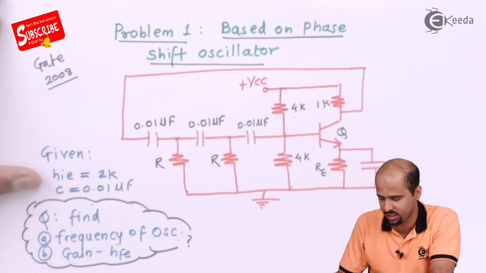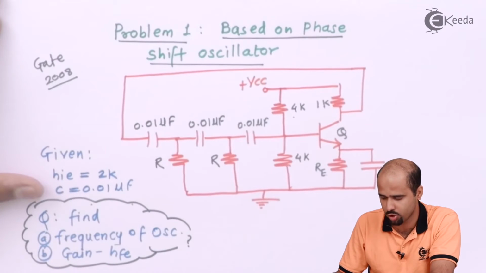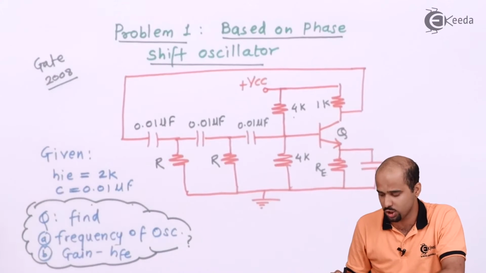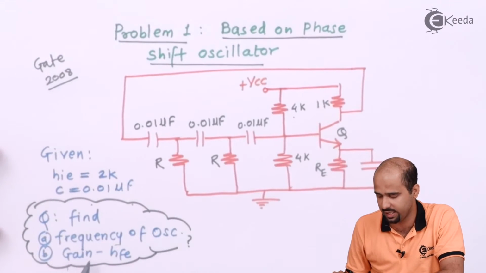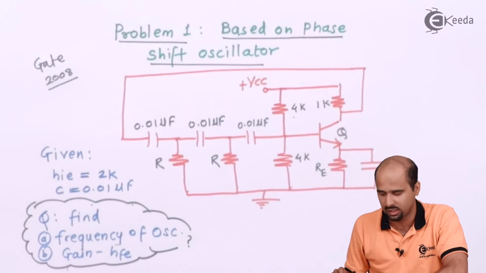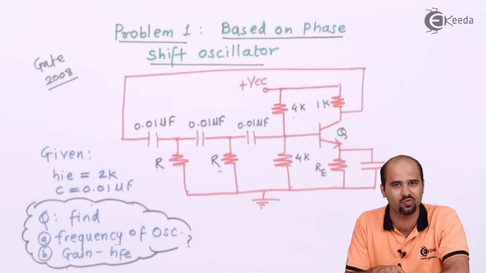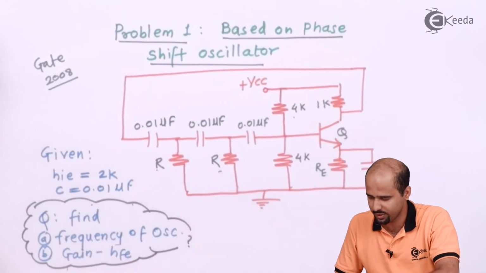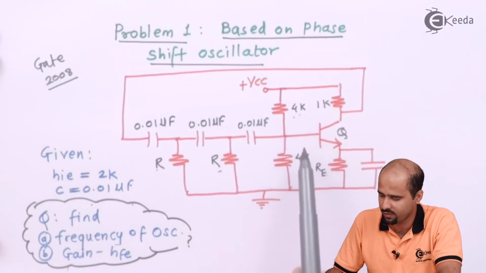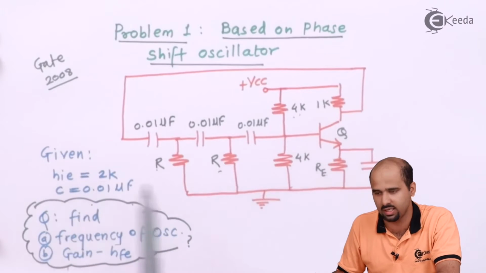Given is HIE equal to 2K, C equal to 0.01 microfarad. They ask us to find the frequency of oscillation and gain, but the R value is not given. Then how do we move further to find the value of R? See, we have 4K, 4K and this HIE is given.